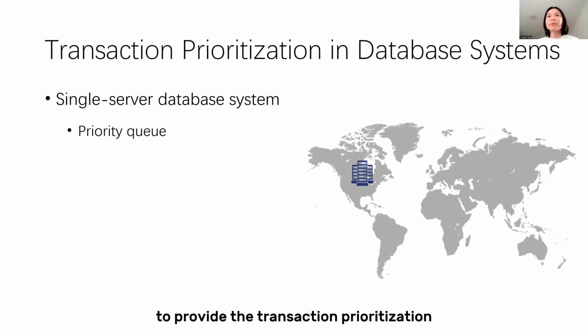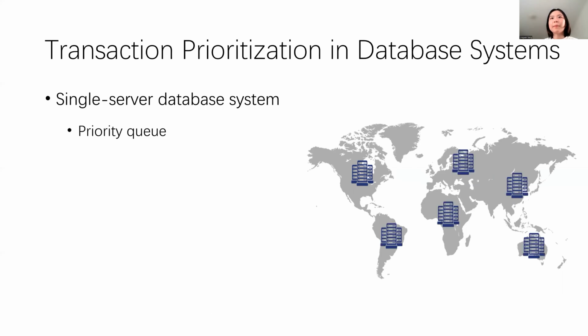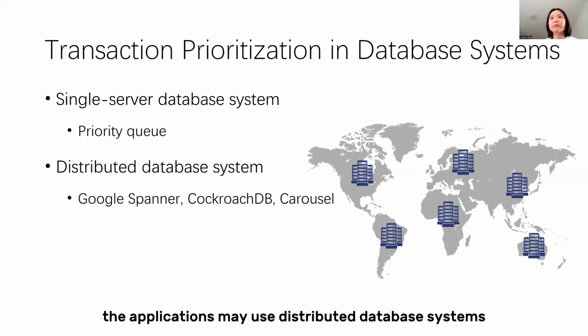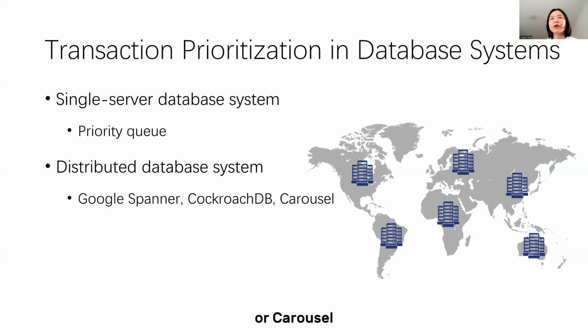To provide transaction prioritization in a single server database system, we can create separate queues for different priority levels and process transactions starting from the highest priority queue. But many applications have data stored in different data centers across the world. To manage this data, the applications may use distributed database systems such as Google Spanner, CockroachDB, or Carousel. Carousel is our previous work that provides low latency transaction processing.